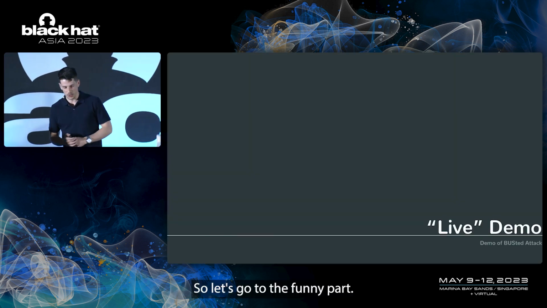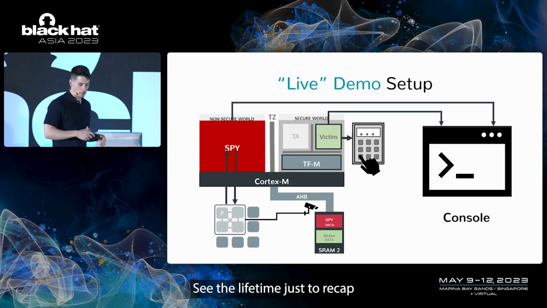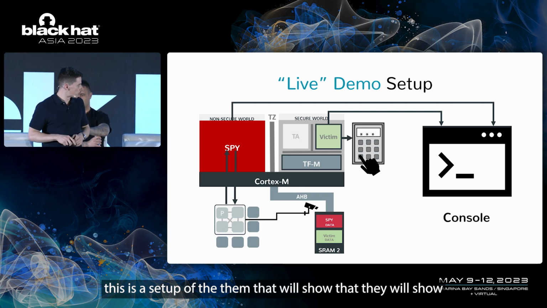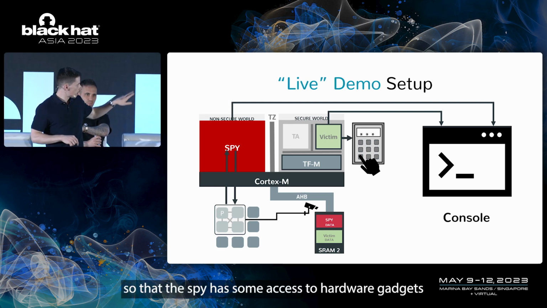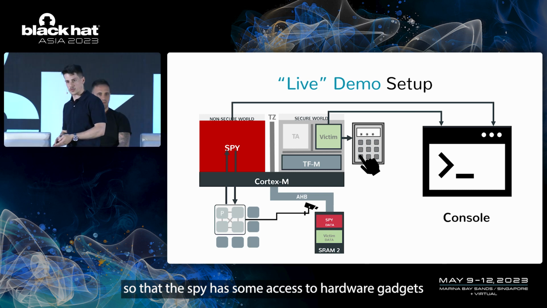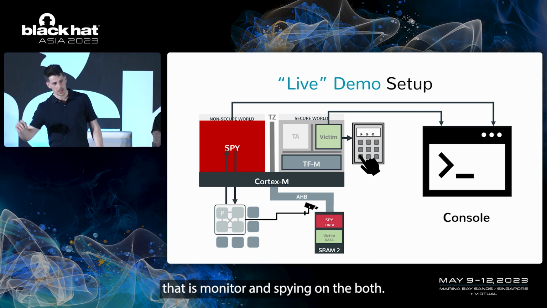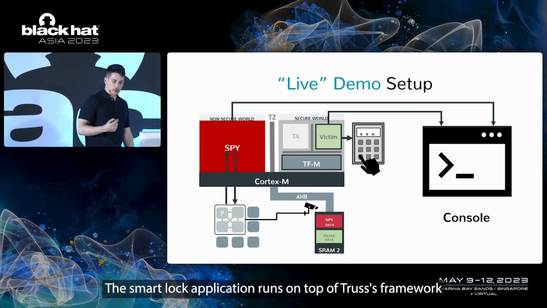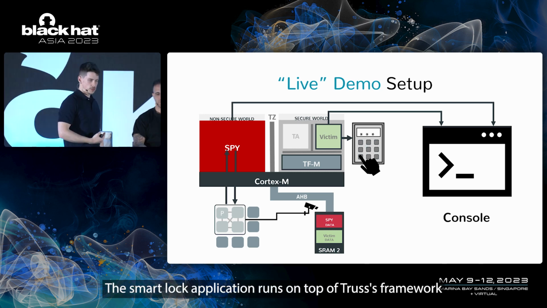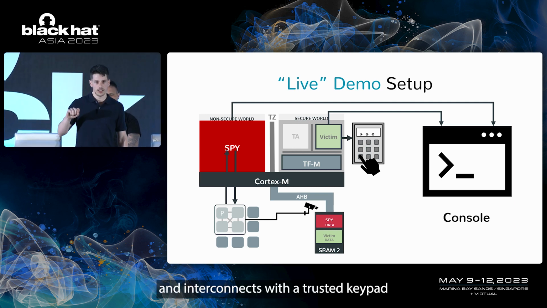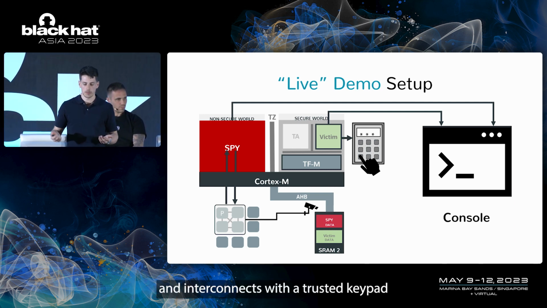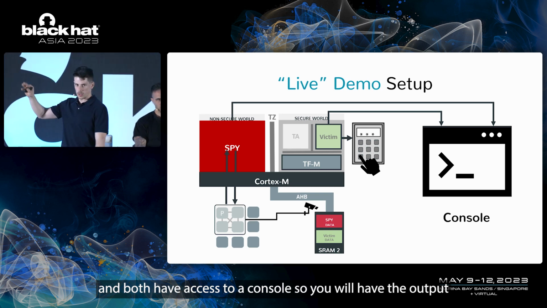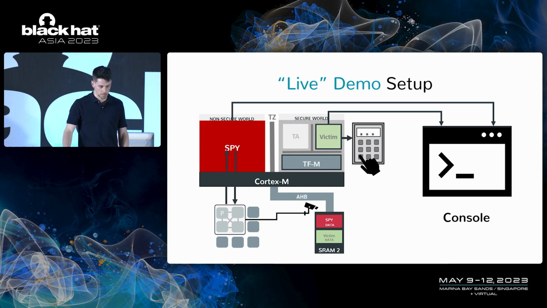So let's go to the fun part, the live demo. Just to recap, this is the setup of the demo that I will show. The spy has access to hardware gadgets that are monitoring and spying on the bus. The smart lock application runs on top of a trusted firmware and interconnects with a trusted keypad, and both have access to a console, so you will have the output in the same console.